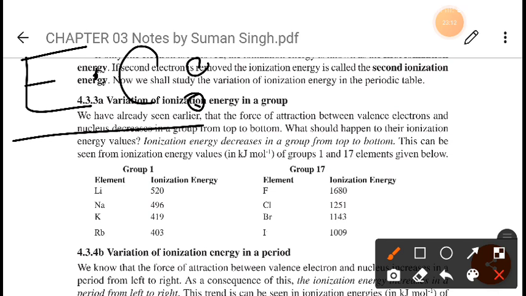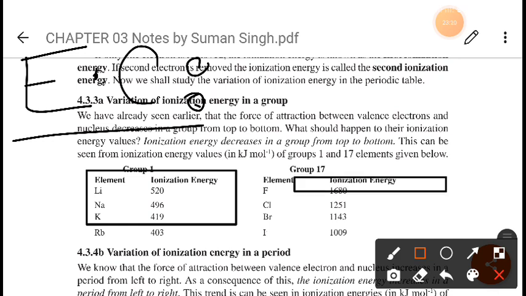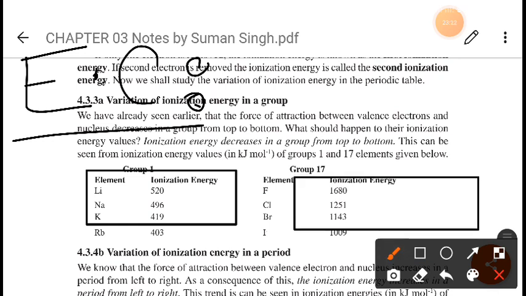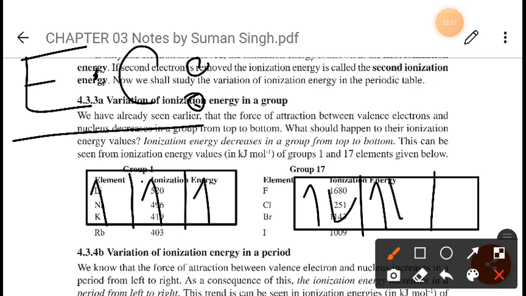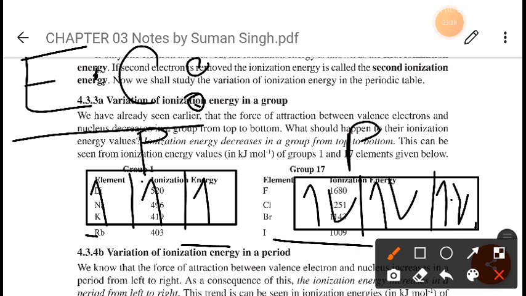Whenever there is a configuration like this, this is half filled, and this is completely filled. When we talk about the p orbital, suppose this is a p orbital, this is half filled and this is completely filled. So always remember that half filled and completely filled are found to possess extra stability.